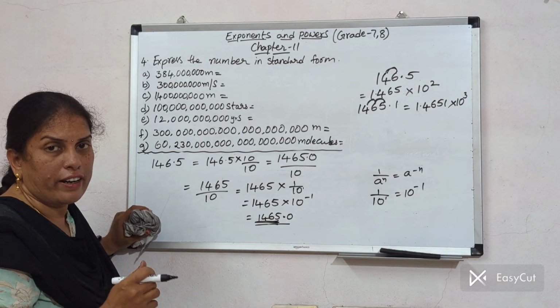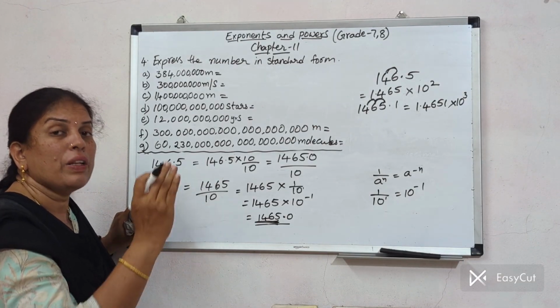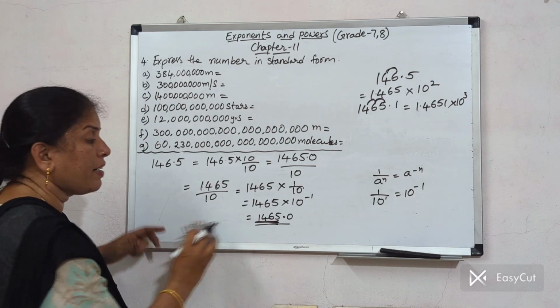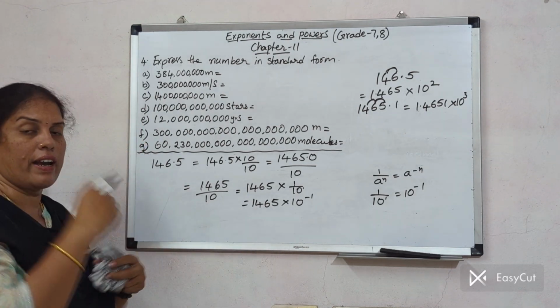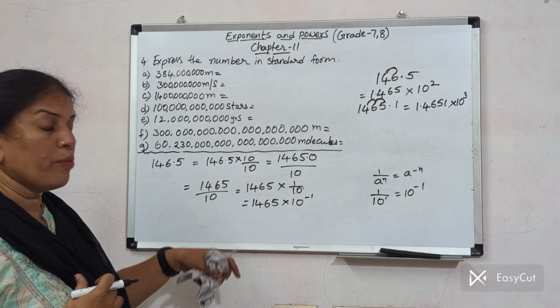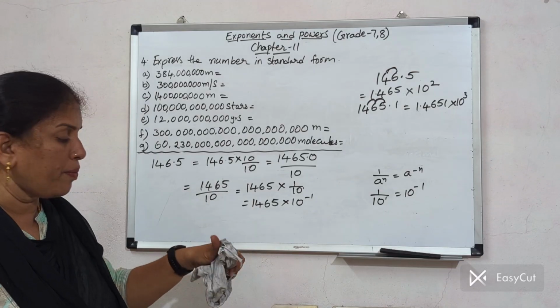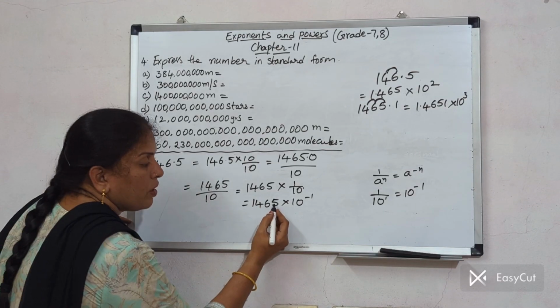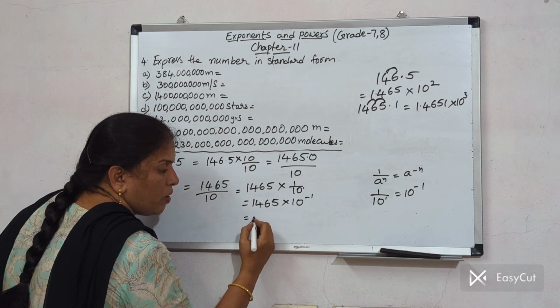That is not a standard form. Decimal point before must be less than 10, but it is greater than 10. So this is not a standard form. Where should you keep the point to get a standard form? See here. Here I am keeping point.